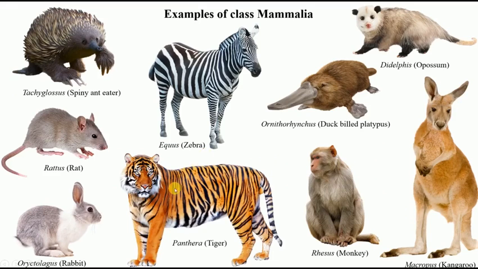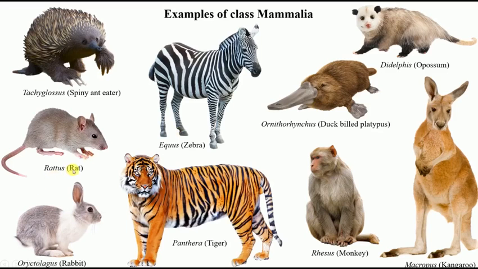Then let's see the examples. A few examples of the class Mammalia: you can see Tachyglossus, known as the spiny anteater. This is a prototherian or monotreme organism, an egg-laying mammal. The second example is Ornithorhynchus, commonly known as the duck-billed platypus. These are also monotremes and egg-laying organisms. Another example is Didelphis, commonly known as the opossum. Opossums are arboreal animals living on trees. They are also examples of mammals.